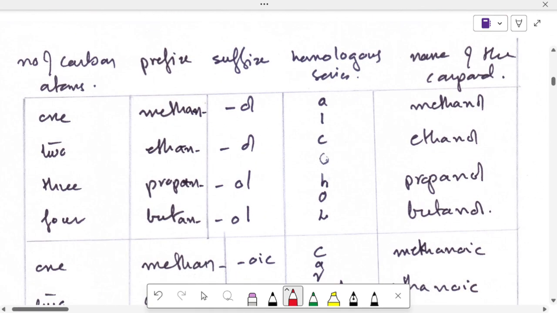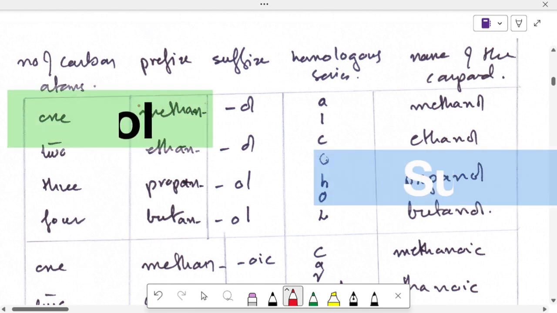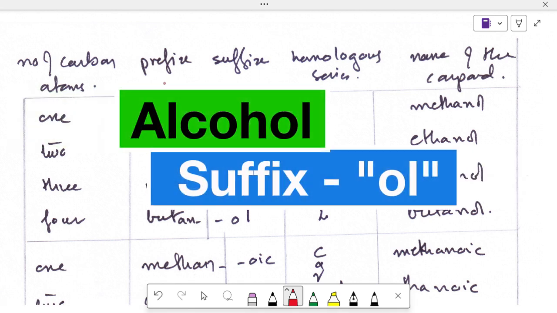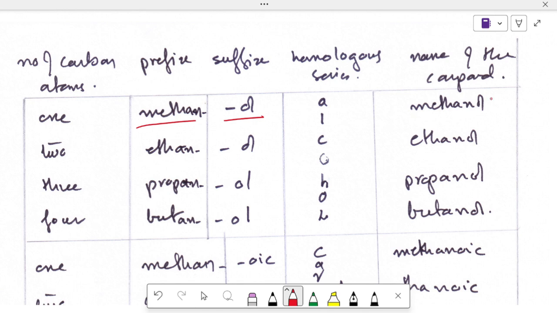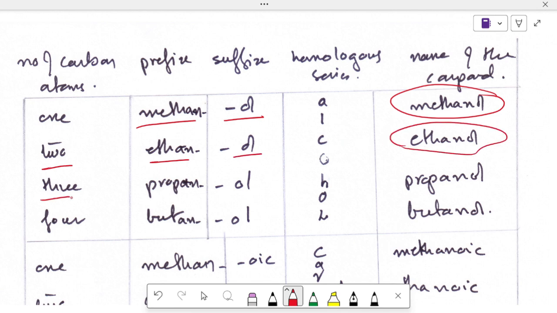Now the number of carbon, prefix, suffix. Again there is another series, and this is the alcohol homologous series. Its prefix is methan, suffix is -ol. So the first compound is methanol. Second, carbon 2: ethan, ol, ethanol. Carbon 3: propan, ol, propanol. Carbon 4: butan, ol, butanol.